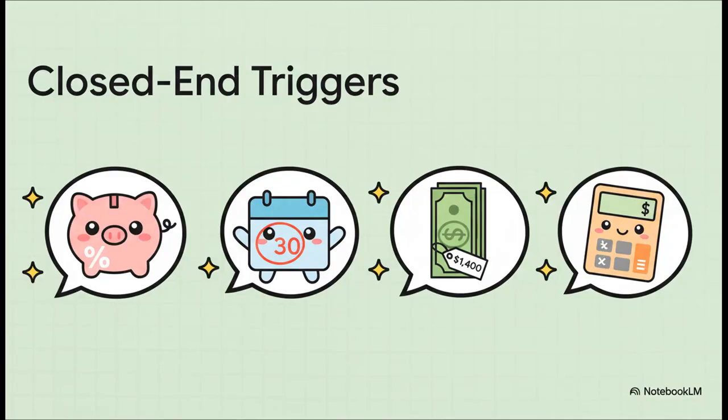So for closed-end loans, these are your triggers. If you mention the down payment, like 5% down, or the loan term, like a 30-year loan, or a specific payment amount, or the finance charge, boom, you've set off the trigger. Fun fact, though, saying something like 0 down or 100% financing is actually not a trigger term because you're not stating a required down payment.